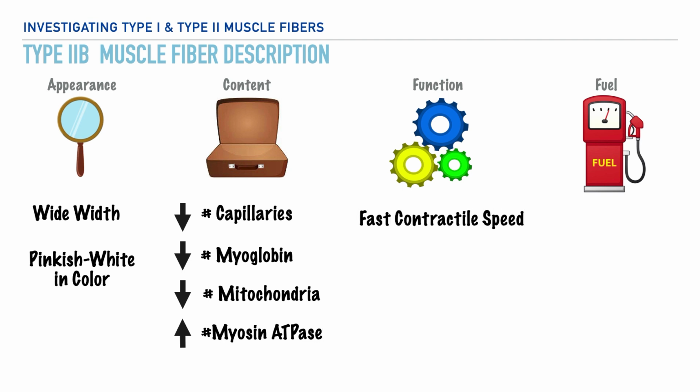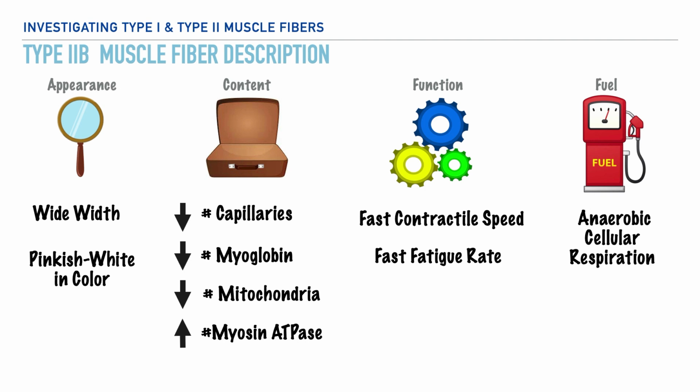And as we talked about a moment ago, the increased amount of myosin ATPase is the reasoning we have such fast contractile speeds. And these fast contractile speeds cause the muscle fibers to fatigue pretty quickly. Now, in terms of fuel, or how these muscle fibers generate energy, they do so solely through anaerobic cellular respiration pathways. In other words, they generate energy through methods that assist them in doing so without the presence of oxygen.